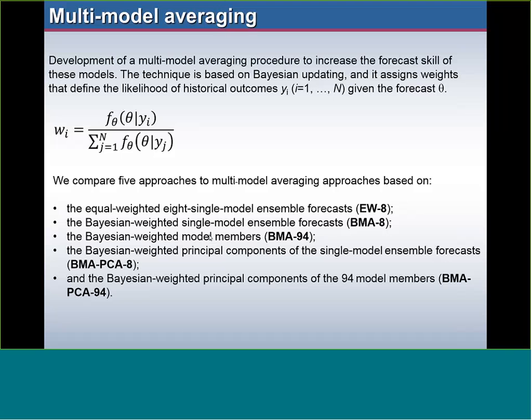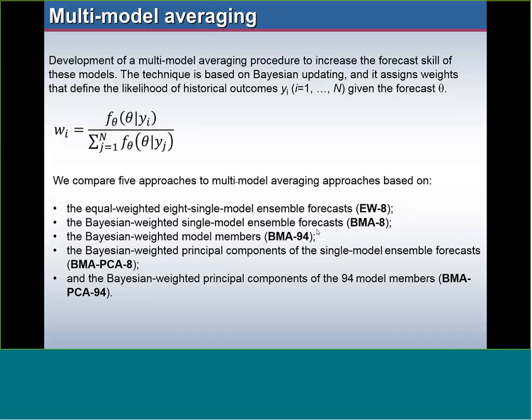We have devised different weighing schemes based on Bayesian updating. What we focused on is equal weights, so each of the 8 modeling centers gets the same weight. We applied this Bayesian updating to each of the 8 modeling centers, but then we also said, instead of computing the average of each center and then doing the weighing, let's look at all the 94 members that are available and weigh them independently.